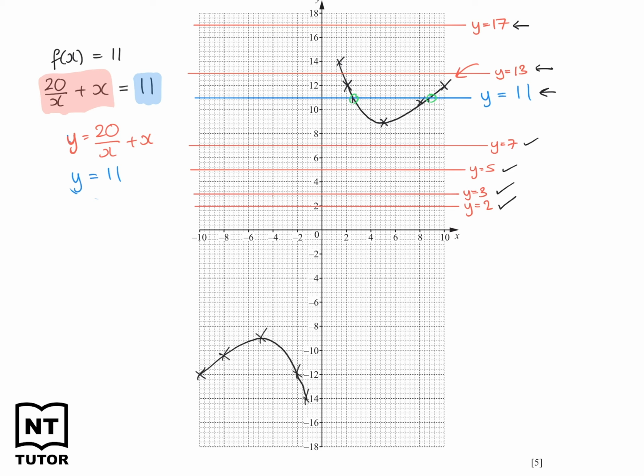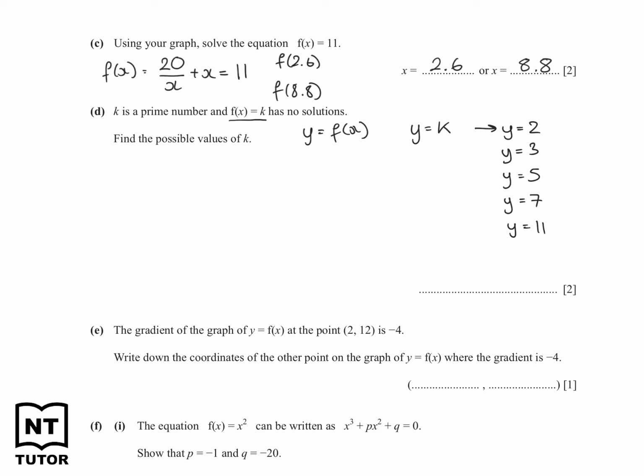Negative numbers are not prime numbers because they have at least 4 factors. For example, minus 2 could be made from minus 2 multiplied by 1 and 2 multiplied by minus 1. So no negative numbers are prime numbers. So for C, our answers are y equals 2, y equals 3, y equals 5, and y equals 11. So K could be 2, 3, 5, and 7.